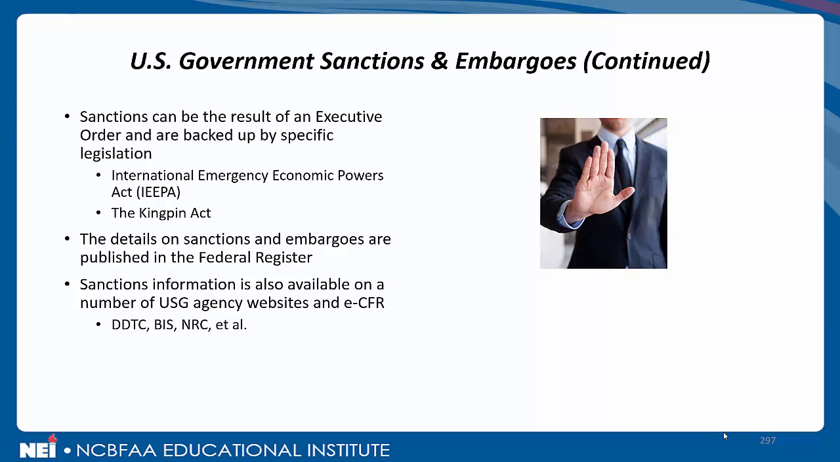Important to note, as yet another resource, the details on sanctions and embargoes for the U.S. are published in the Federal Register. And then finally, sanctions information is also available on a number of U.S. government agency websites, as well as ECFR, which we've seen a bunch of times. But specific information from DDTC, the Directorate of Defense Trade Controls, BIS, Bureau of Industry and Security, NRC, Nuclear Regulatory Commission, we can go straight to their websites as well. So Federal Register, ECFR, and agency-specific websites. There's really no excuse why sanctions and embargoes cannot be an integral part of a company's overall export compliance activities. There's just too much information out there not to.